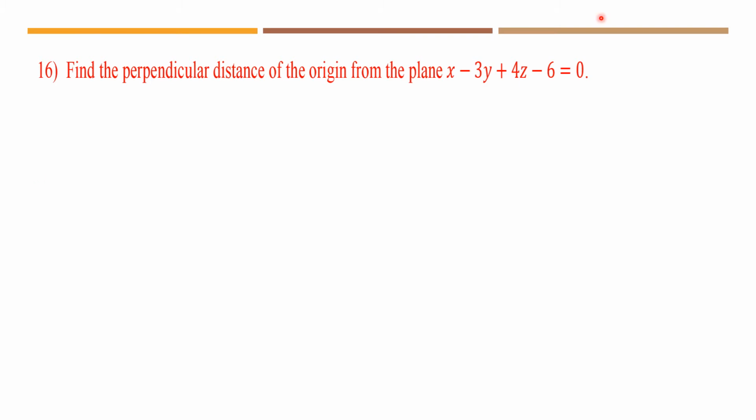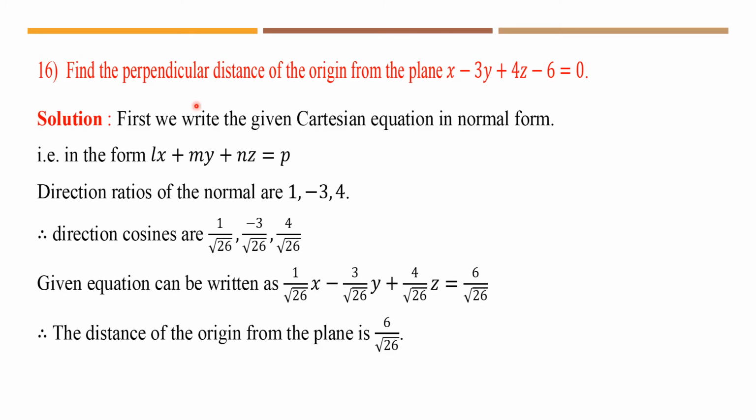Example number 16. Find the perpendicular distance of the origin from the plane x minus 3y plus 4z minus 6 equal to 0. Solution. First, we write the given Cartesian equation in normal form, in the form lx plus my plus nz equal to p, where l, m, n are direction cosines and p is the distance from the origin.